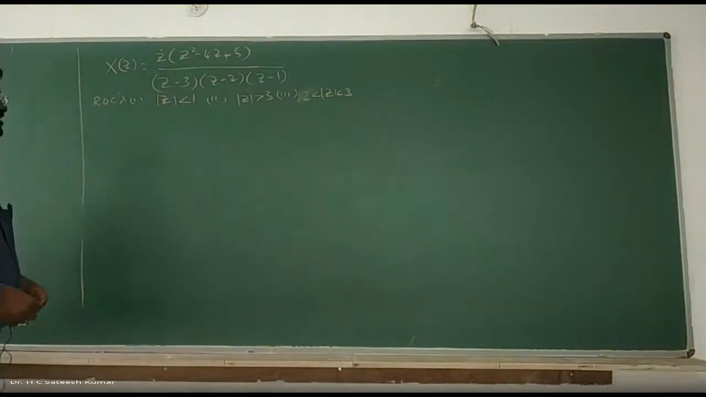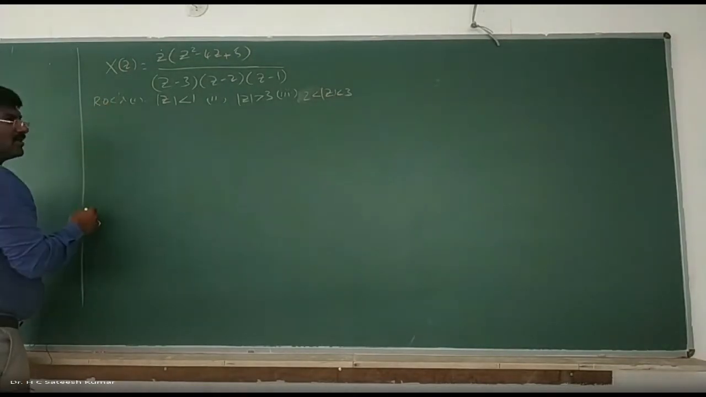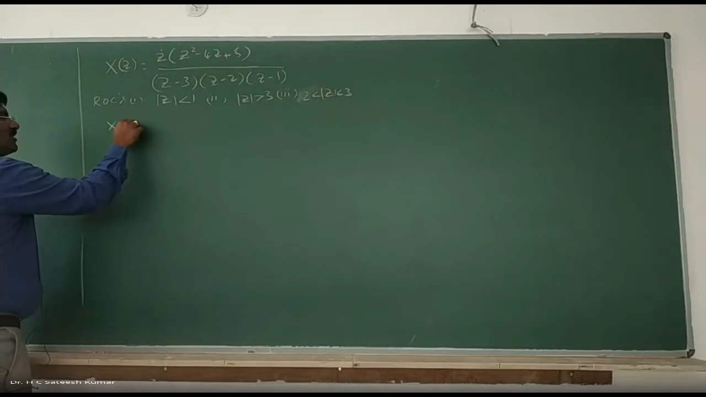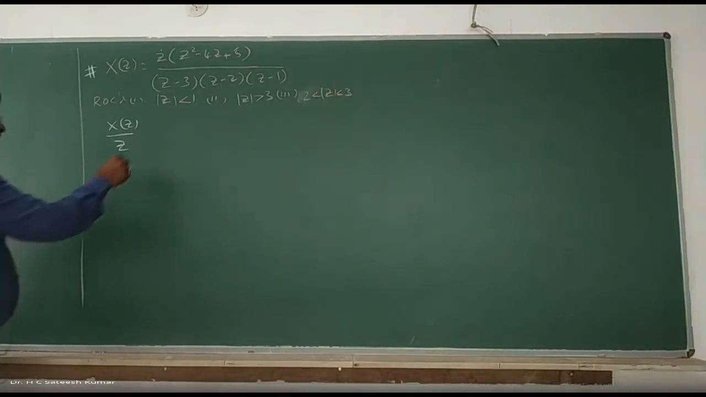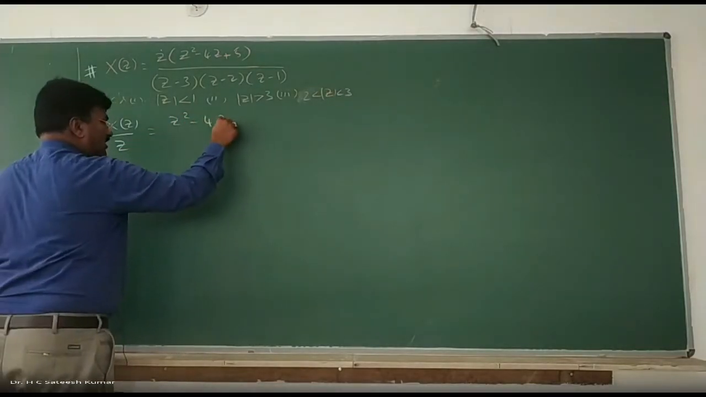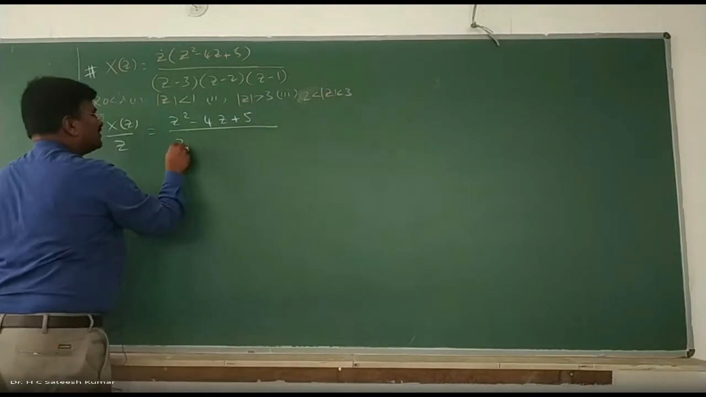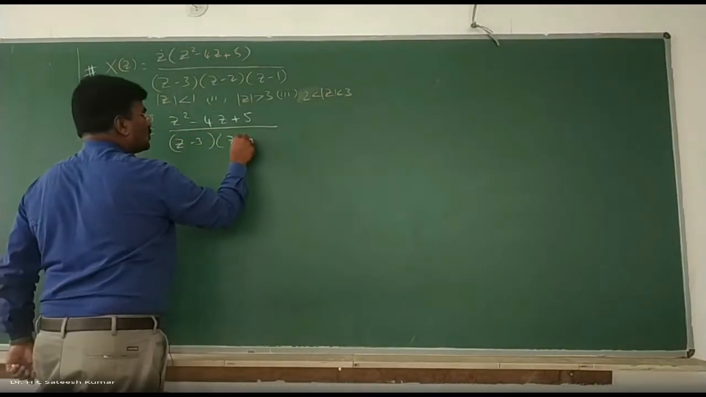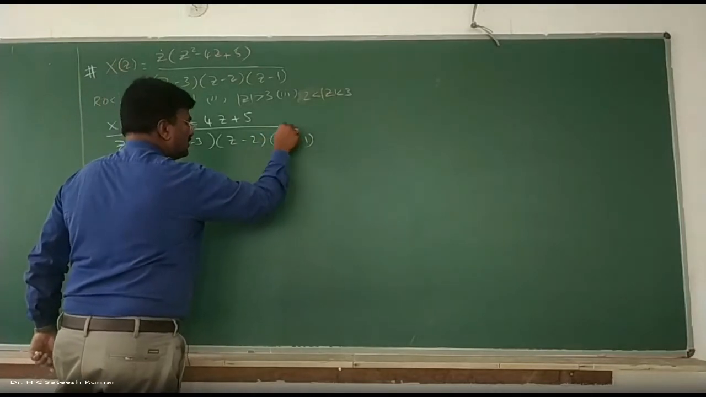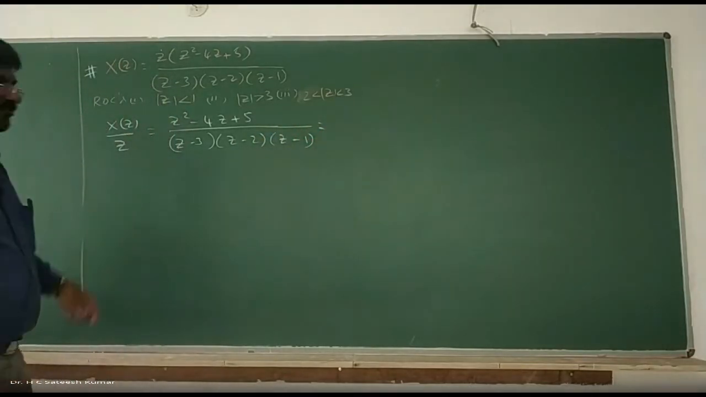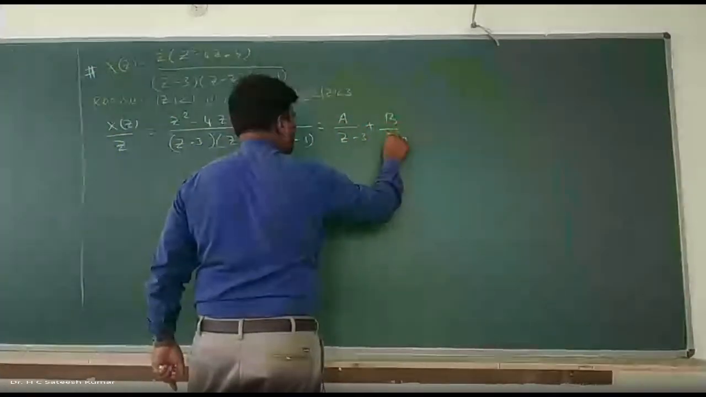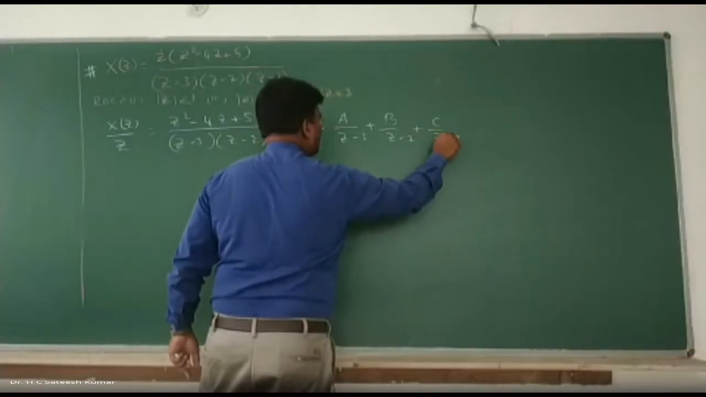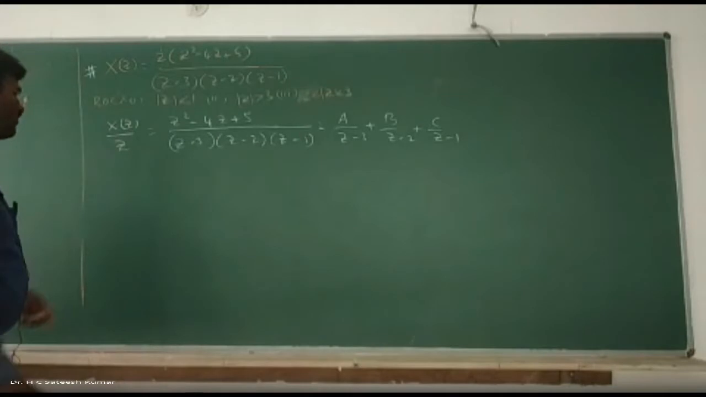Let us go for this problem. As I said, first of all, what you should do is make X(z)/z, and then you go for the partial fraction method. Find the inverse z-transform. X(z)/z is equal to (z² - 4z + 5) divided by (z - 3)(z - 2)(z - 1). Now go for the partial fraction: A/(z - 3) + B/(z - 2) + C/(z - 1). So now go for the partial fraction expansion.